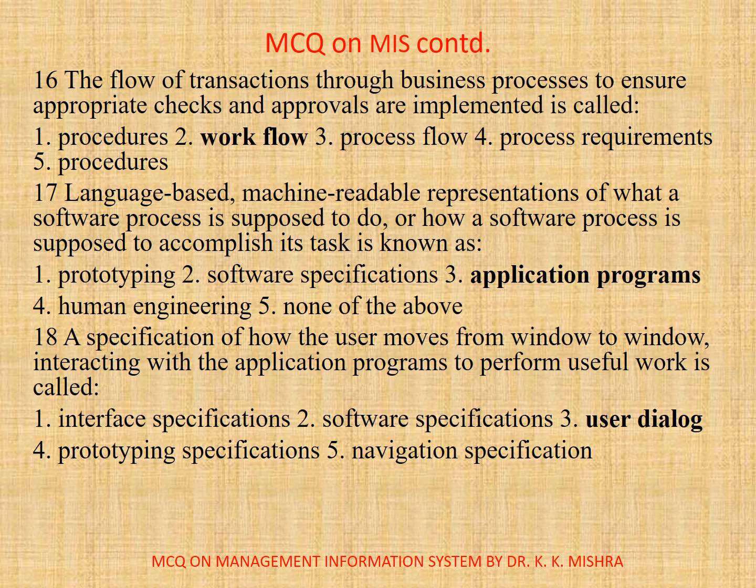17. Language-based machine-readable representations of what a software process is supposed to do or how a software process is supposed to accomplish its task is known as, options are 1. Prototyping, 2. Software specifications, 3. Application programs, 4. Human engineering, 5. None of the above. Correct option is 3.